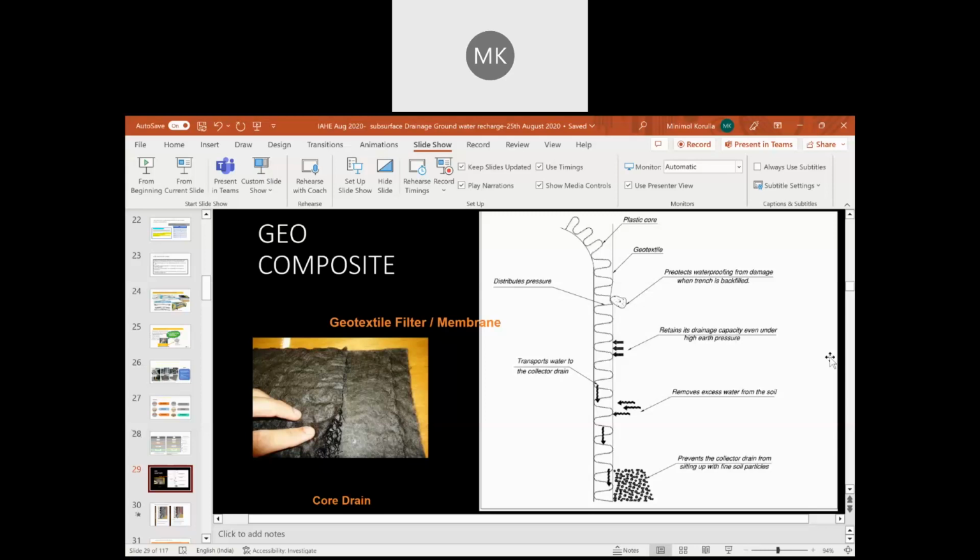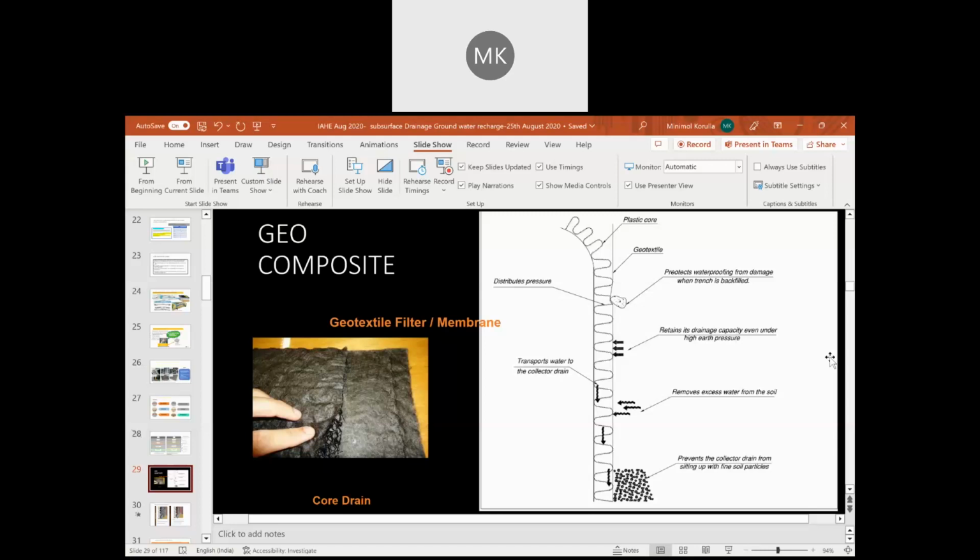The next is geonet. In geonet, yes, we have importance because, as I told, the drainage geocomposite is something sandwiched between two geotextiles. So what is getting sandwiched? Geonet. This geonet is something which creates a space, and it should have good durability properties, and it should not be subjected to deformation when pressure is applied on it.